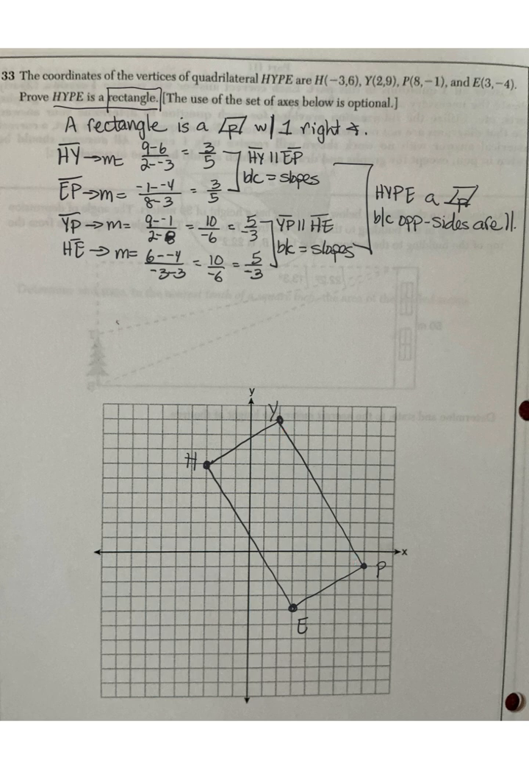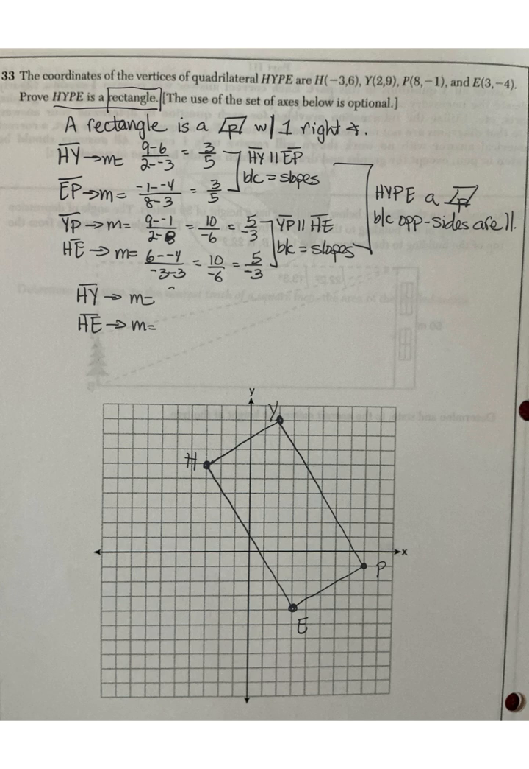Eeny, meeny, miny, mo. Just pick any right angle. So let's say I pick H. If I pick H, then I know HY and HE are the two sides that make that right angle. So I'm going to write those two sides down below. HY and HE are the two sides that form angle H. And I am not reinventing the wheel here. All I'm going to do is go up above and say, oh, HY slope, 3/5. HE slope, -5/3. And I'm just going to rewrite it.